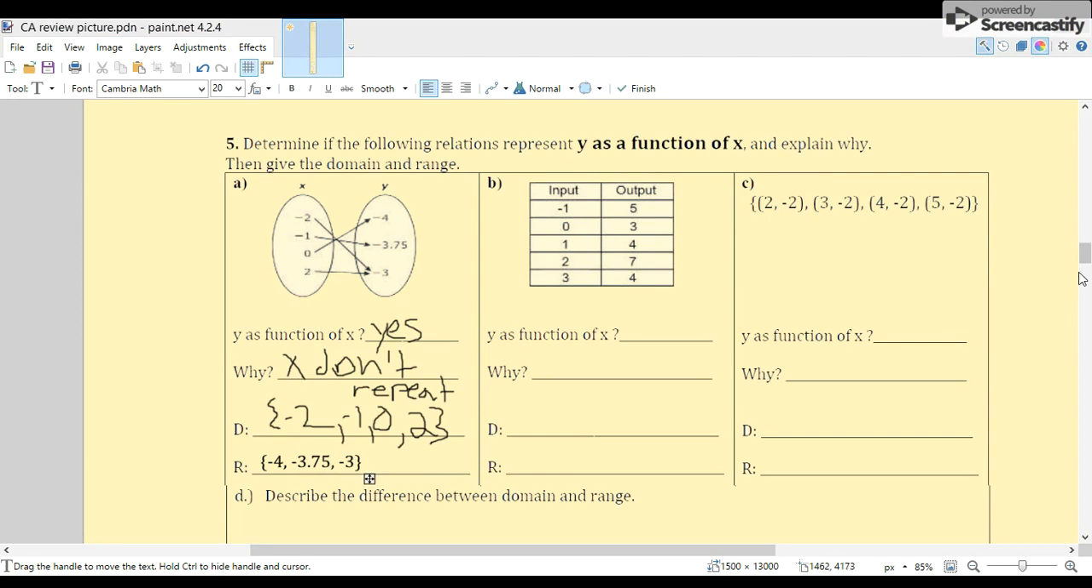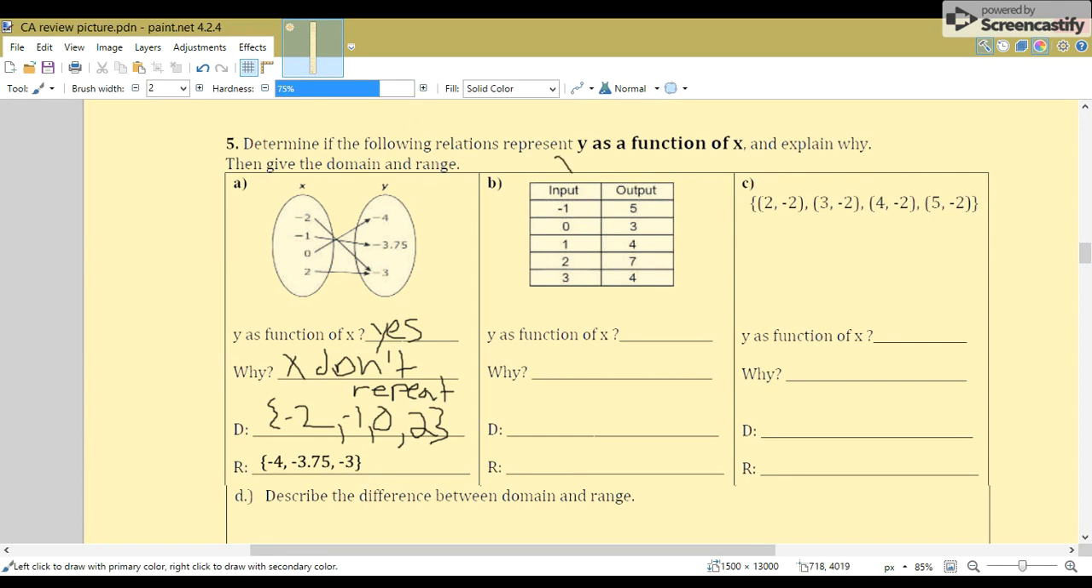Let's look at the table on part B. We have our inputs and our outputs. Our input, remember, that's x. Our outputs, that's our y, that's f of x. Let's figure out if it is an f of x though. Is y a function of x? Yes. Why? It's the same reason as this one, x doesn't repeat.